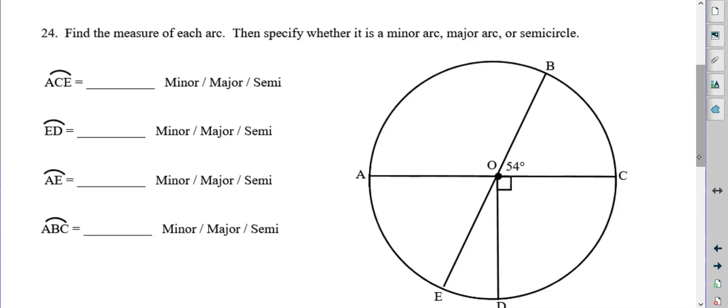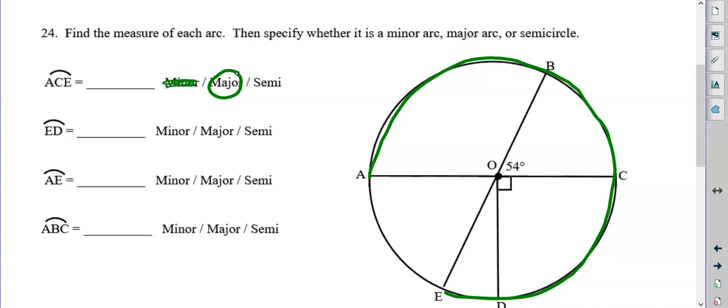ACE. Okay? Right off the bat, you know it cannot be a minor arc because it has 3 letters. It's either a major or a semi. Which means if it's a diameter, a semicircle, we're good to go. So ACE, let's see where that is. A going towards C around to E. So remember, you're going from A to E, but you're stopping off at C. So that is a major arc. We'll get to the numbers here in a second.